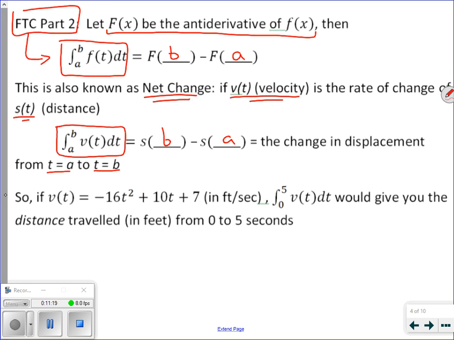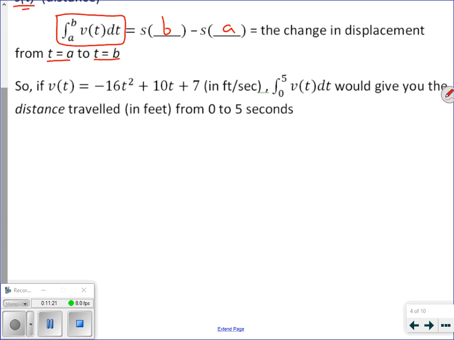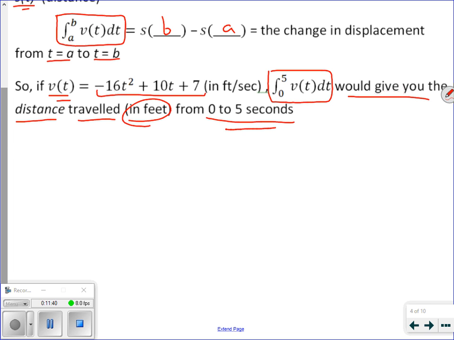So, for instance, a little word problem here. If v of t is equal to this, in feet per second, then the integral from 0 to 5 of v of t gives you the distance traveled in feet from 0 to 5 seconds. So that's where the context comes in, that relationship between area underneath the curve and antiderivatives.